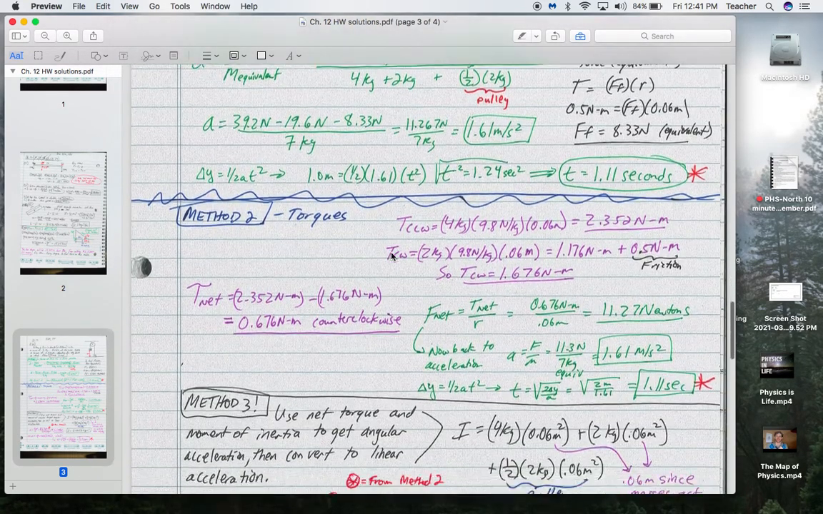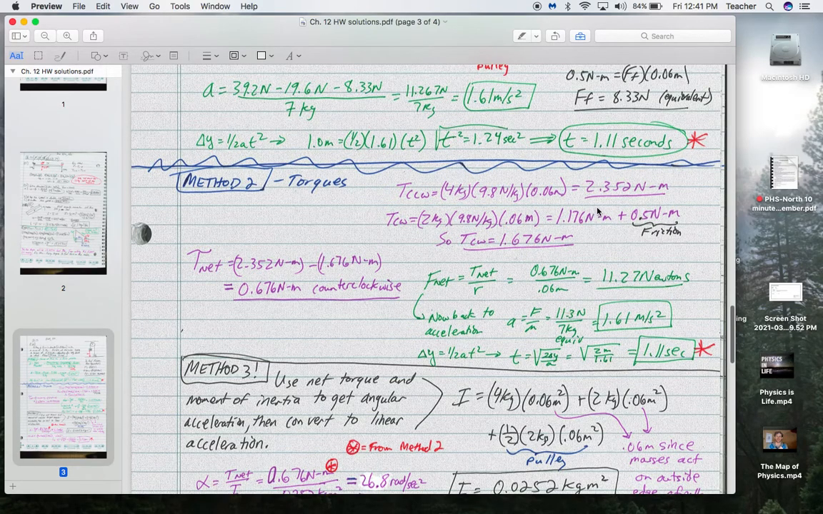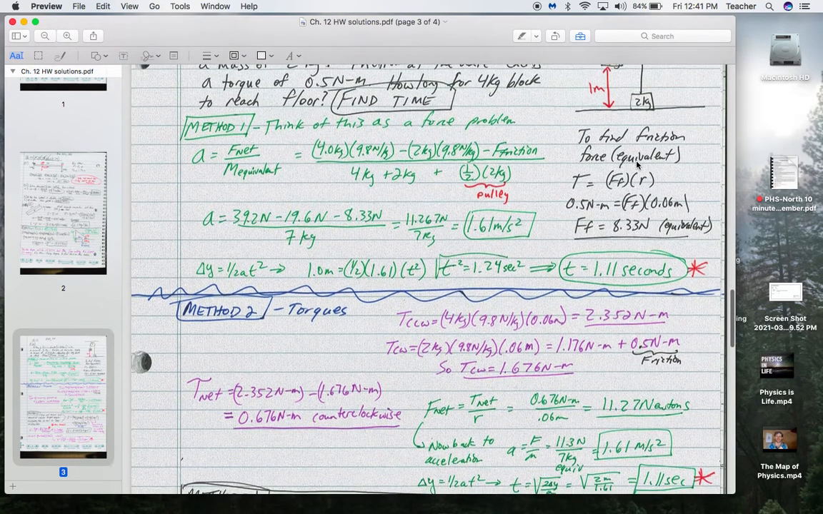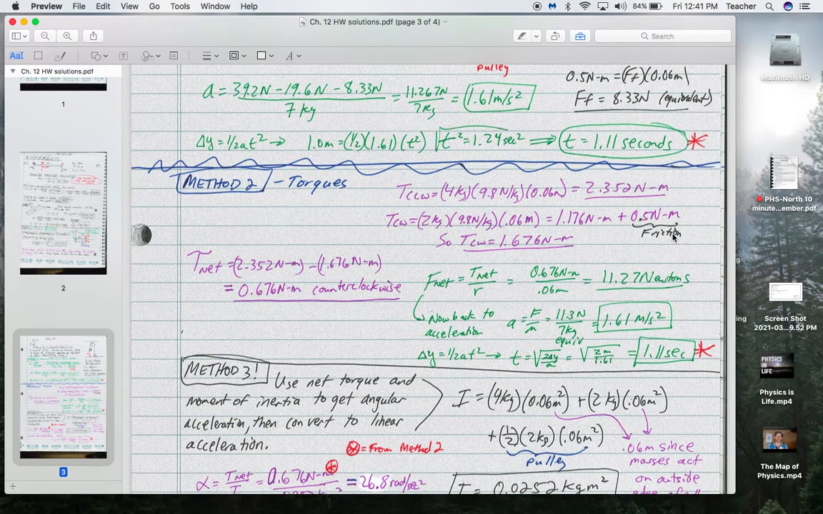So method 1 was forces, method 2 is torques. Get the clockwise torque down here, counterclockwise torque up here. So counterclockwise torque is caused by the 4 kilogram mass. Clockwise torque would be caused both by the 2 kilogram mass and friction, since it would oppose this thing's motion counterclockwise. So I added those two torques up, got my clockwise torque, and so my net torque was counterclockwise by that amount. That's simply taking counterclockwise torque minus clockwise torque.